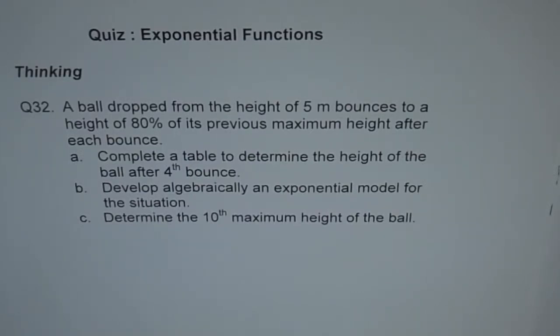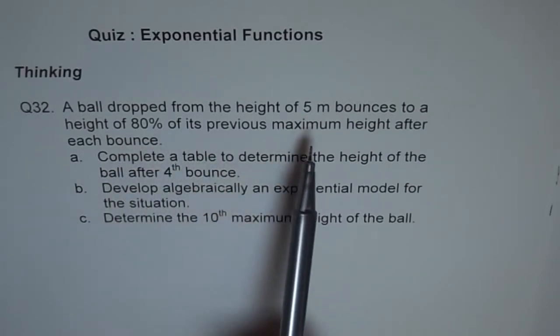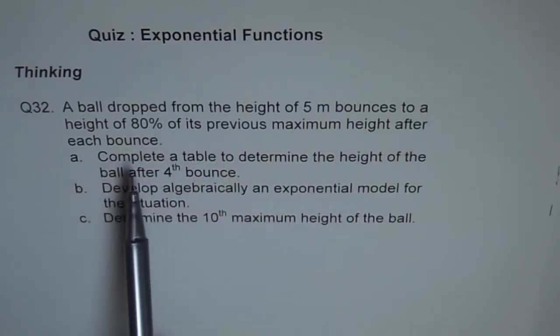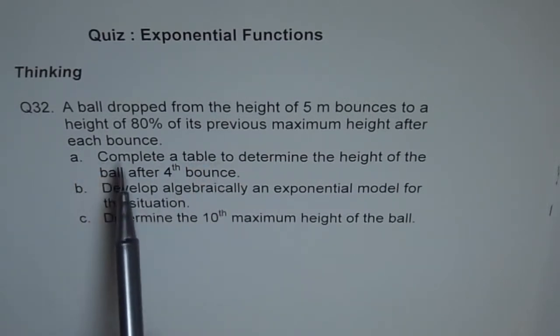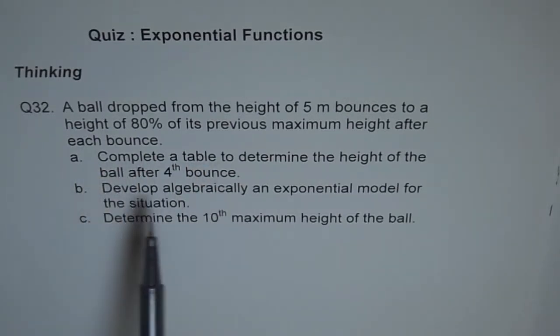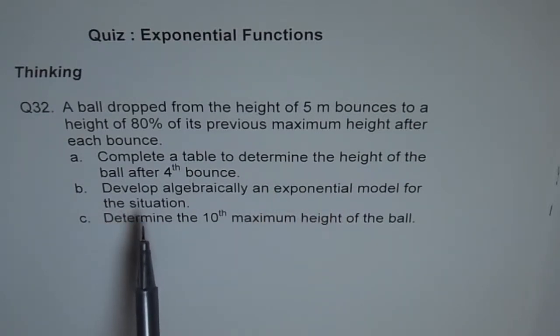This is a very interesting thinking problem, and I have seen this problem many times in the test paper. Question 32. A ball dropped from a height of 5 meters bounces to a height of 80% of its previous maximum height after each bounce. Complete a table to determine the height of the ball after the fourth bounce.